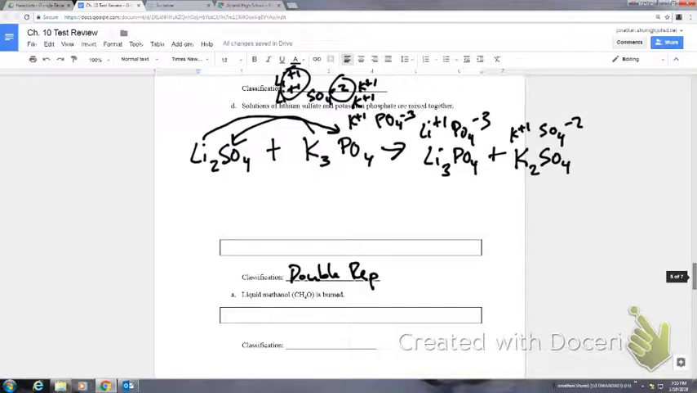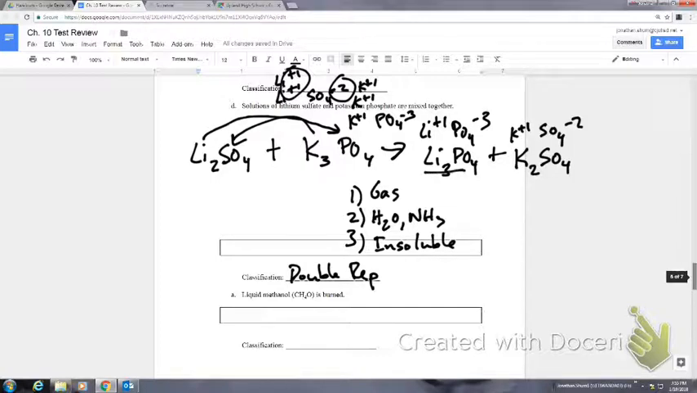But remember, with a single replacement or a double replacement, we have to figure out if this reaction is going to actually happen. So remember, there are 3 things that the products could be in order for this reaction to occur. One, they can be a gas, or you could produce water or ammonia, or one of them can be insoluble. Right now I can tell you one of the products will not be a gas because they have metals in the compound. The next one is, you will notice that the products here are neither water nor ammonia.